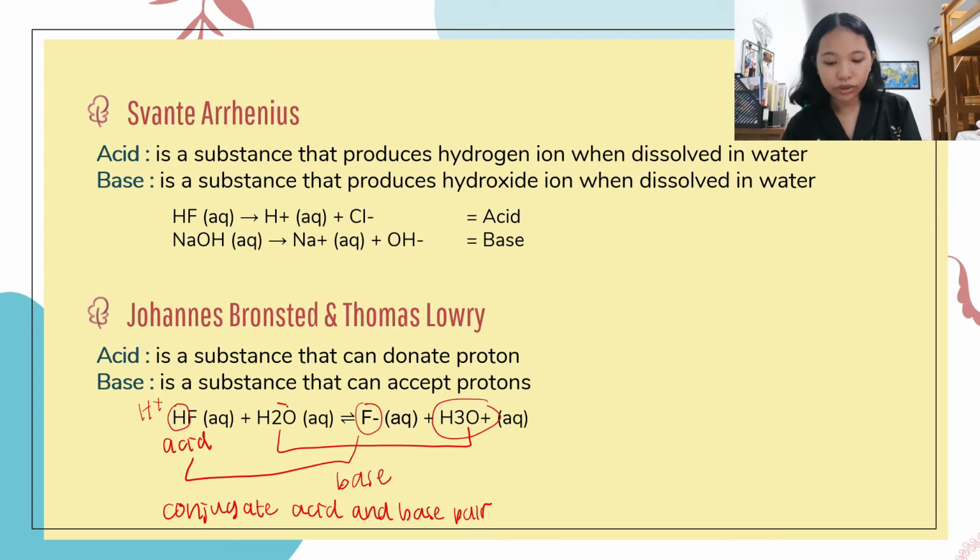So H2O is going to be receiving the proton ion from hydrofluoric acid, becoming H3O. So when you receive, it becomes a base, and H3O is going to be giving proton to fluorine ion, so it becomes an acid. So these two are also conjugate acid and base pair. So fluorine ion is the conjugate base of hydrofluoric acid, while hydronium is the conjugate acid of water or H2O.